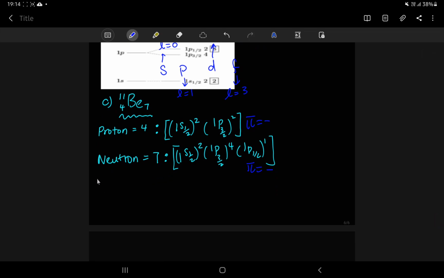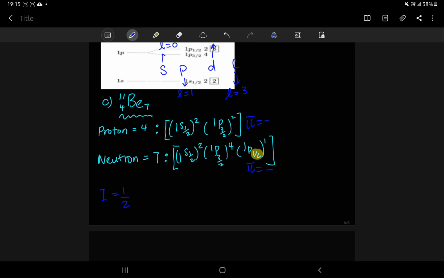To find the total spin, because this is an even-odd nucleus, proton is even and neutron is odd, the contribution of the total spin is from the neutron, because the neutron is odd. So I is 1/2. Okay, so we just take the last quantum spin of the P subshell. 1/2 spin.